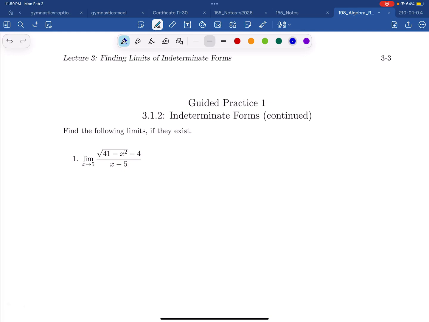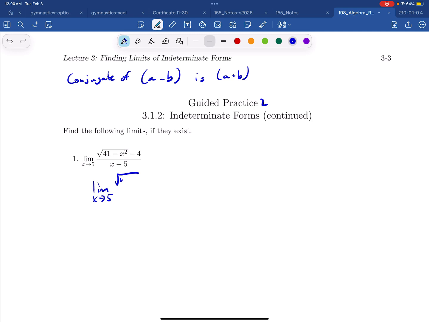Let's do some guided practice with indeterminate forms. Oh, by the way, this should be guided practice too. Okay. Anyway, here's what we have. Right, we've got some limits going on here, and we're just gonna do the trick where we multiply by the conjugate. Remember, the conjugate of a minus b is a plus b.